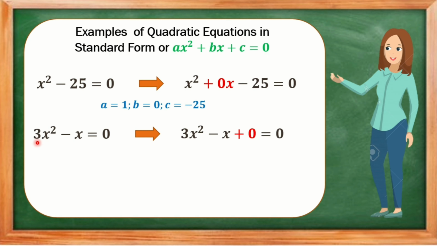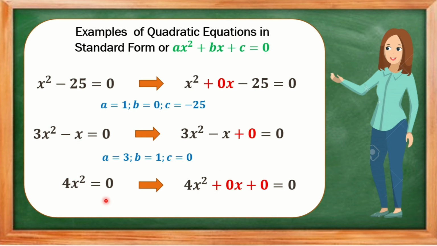Ang a natin ay 3, ang b naman natin ay negative 1, at ang c natin ay 0. Let's have our last example. We have 4x squared is equals to 0. As you can see, meron naman tayong dalawang term na nawawala. Ano-ano mga yun? Tingnan natin.